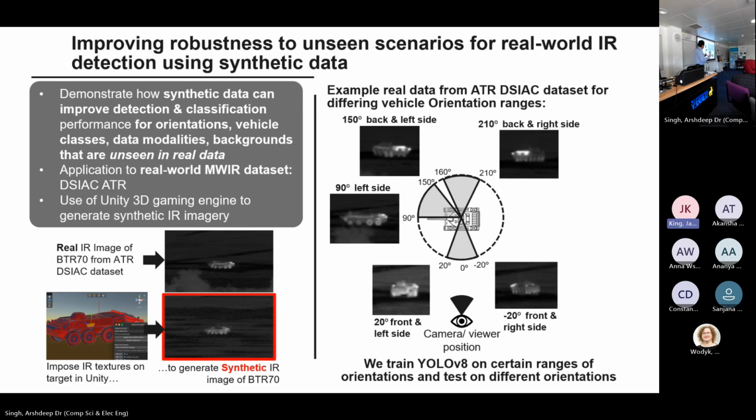So the experiments that we do are to train the model on certain orientations of the vehicle and test it on different orientations of the vehicle. So we want to show that synthetic data can improve the robustness here to the unseen orientations.